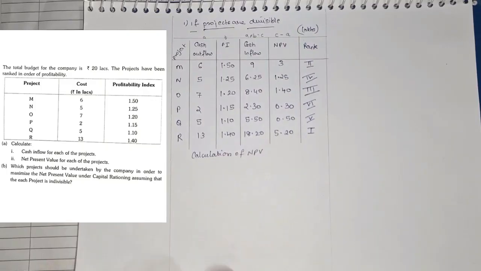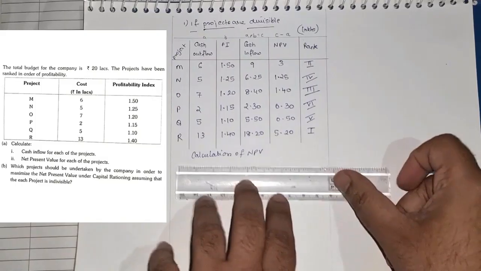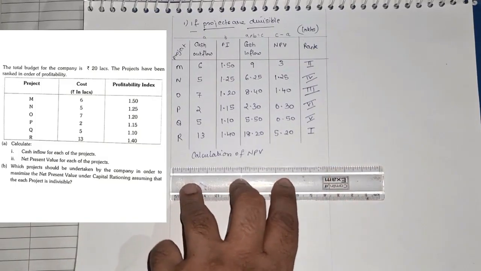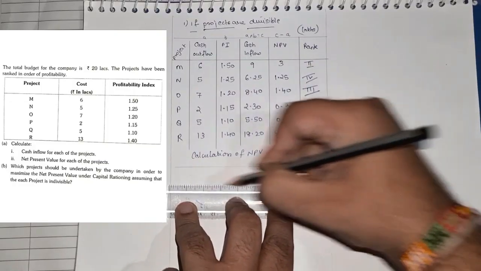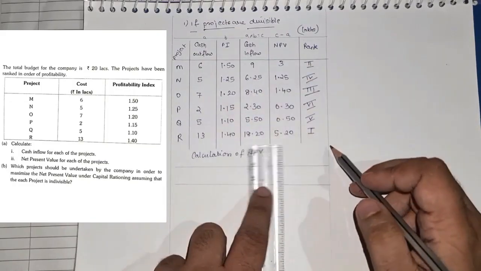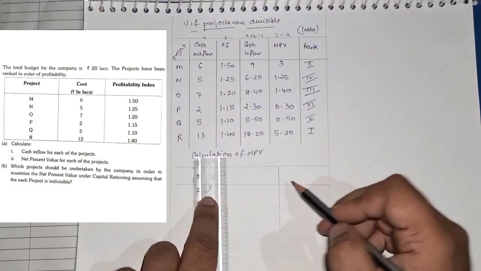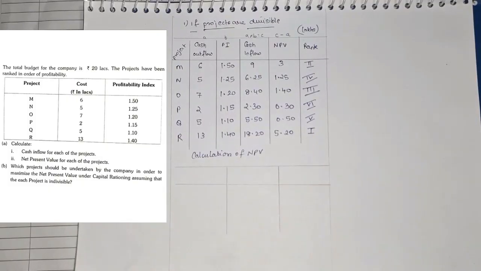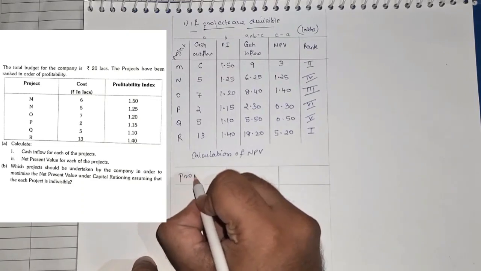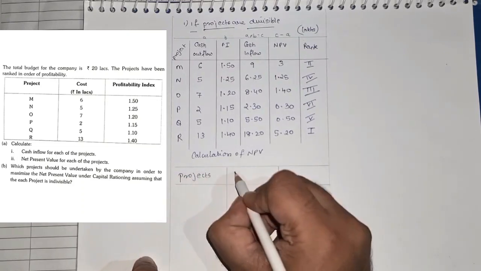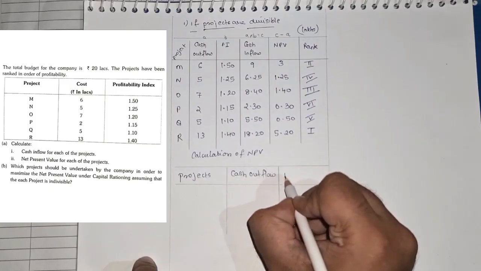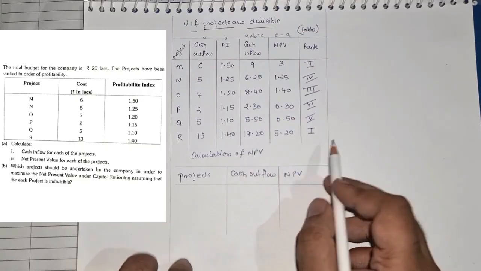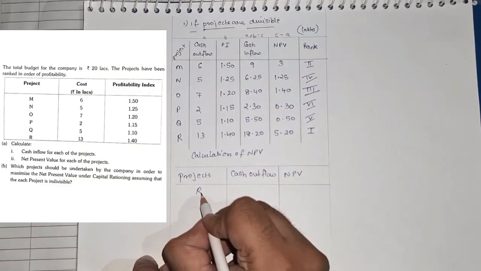Now based on the ranks, we can write the calculation of NPV. Remember, in the question they are giving you that the total budget for the company is 20 lakhs. So based on the ranks which we have got, we'll have to select investments up to 20 lakhs to maximize our NPV. So we'll have projects, cash outflow, and NPV.